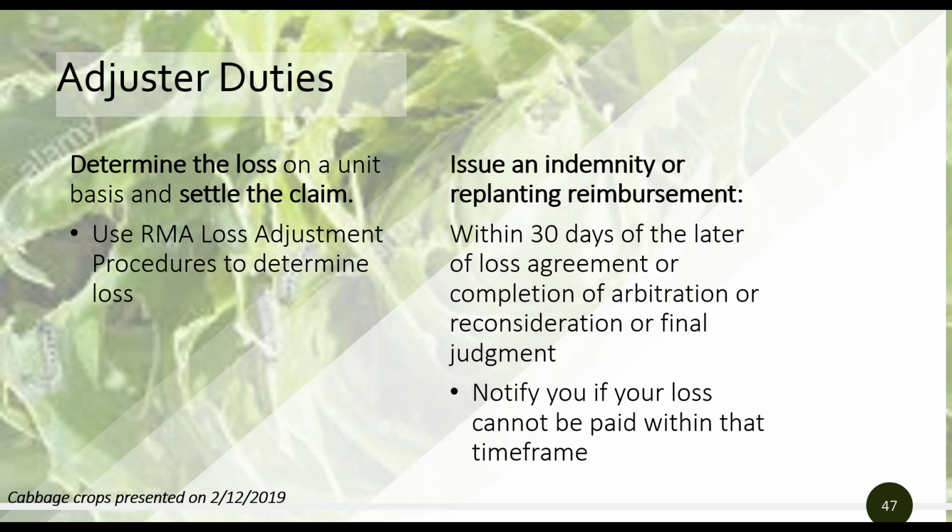They also go through how they came to their findings and walk you through the adjustment worksheet. You and the adjuster will sign the documents and agreement, and you'll be issued an indemnity or replant reimbursement within 30 days of the later of loss agreement or completion of arbitration or reconsideration or final judgment.